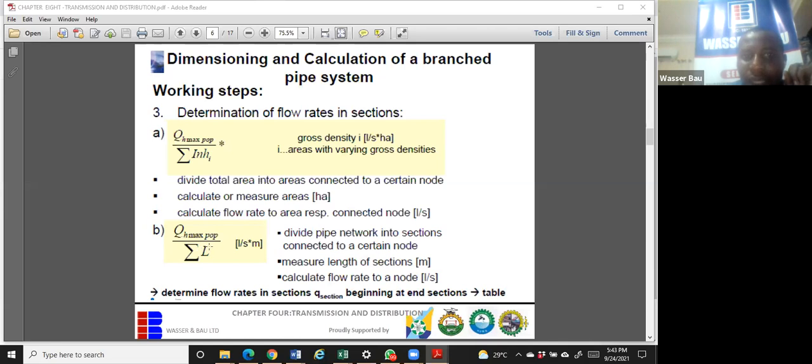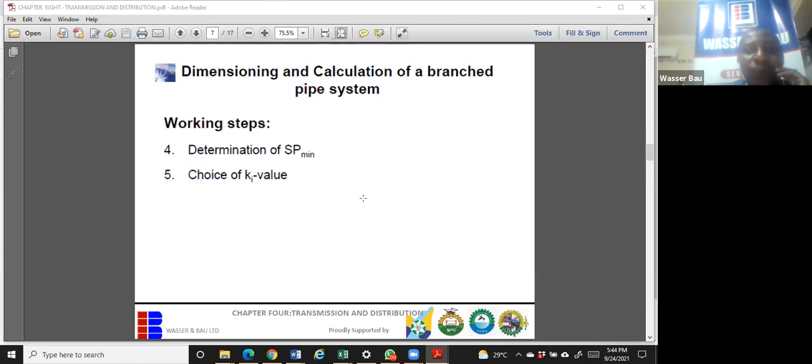Then the second way is that divide pipe network into sections connected to a certain node. I explained all this today. Determine flow rates in section Q, beginning at the end section. We did that today. So that's the third step. The fourth step is determination of SP minimum. We did that yesterday. Our SP minimum depends on the highest floor in the area. Each floor is 20 or 2 bars. So any floor above, you add 0.5.